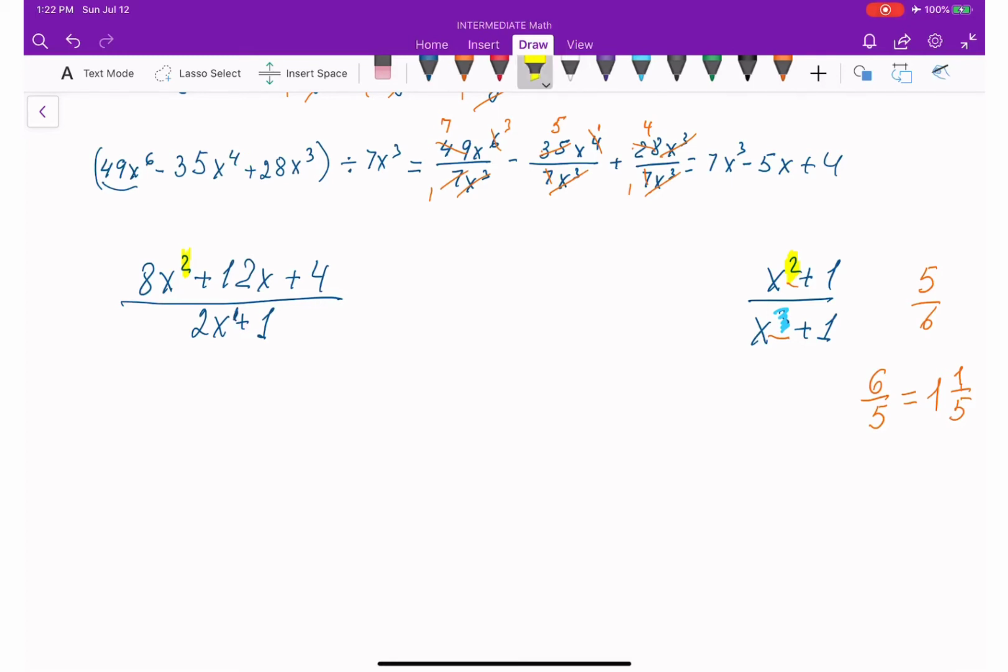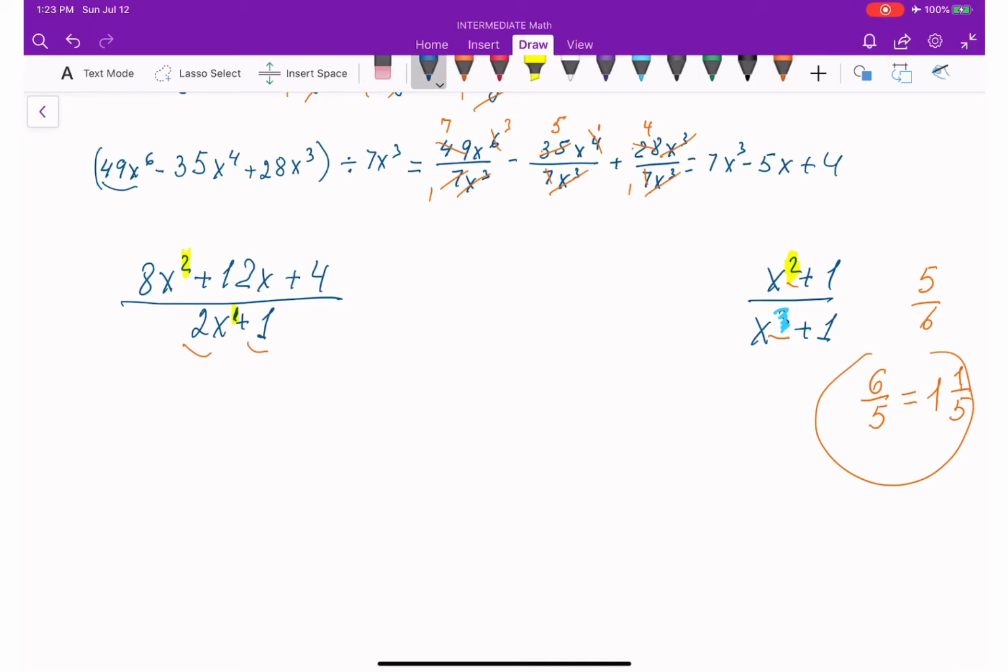Yes? Therefore, the degree in the numerator is greater than the degree in the denominator, which means we can say it's an improper fraction. I can divide and take some whole number out, just like this one here. Yes? Okay. Now, how are we going to divide? This division of a polynomial by a binomial, two terms, we sometimes call long division. That's a long division. So let's see how we're going to divide.